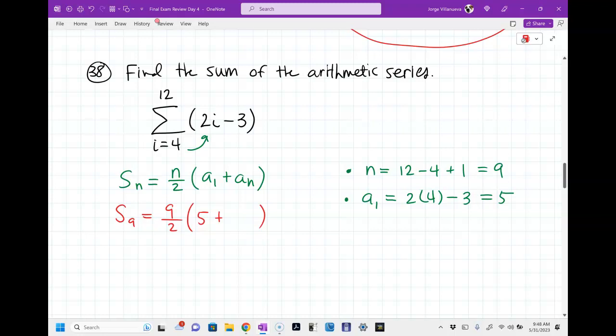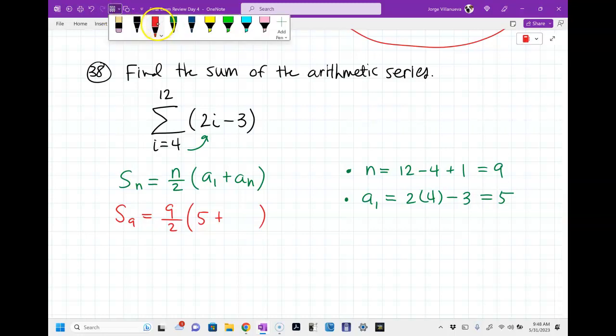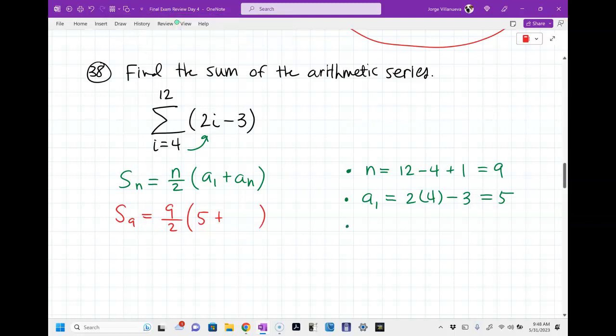Now I need to figure out my last term, my a sub n, or a sub 9, as they call it. So a sub 9 is plugging in the top number. So plugging in a 12, 2 times 12 minus 3, that's 21.